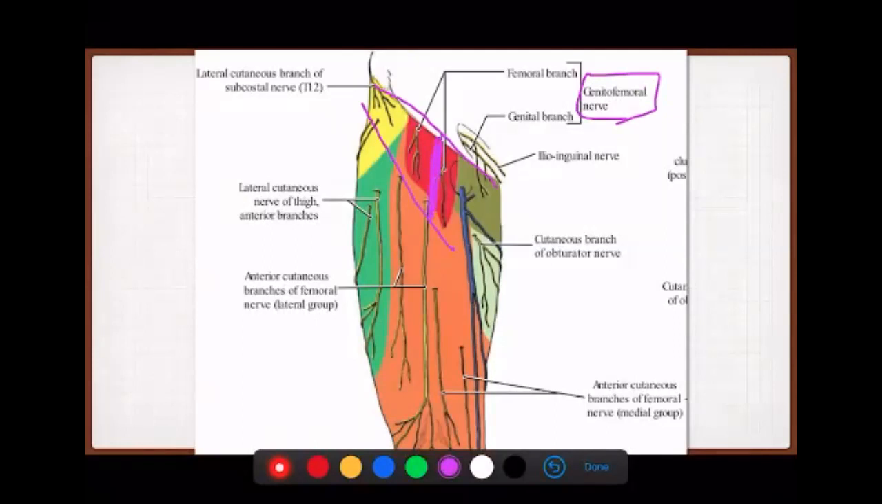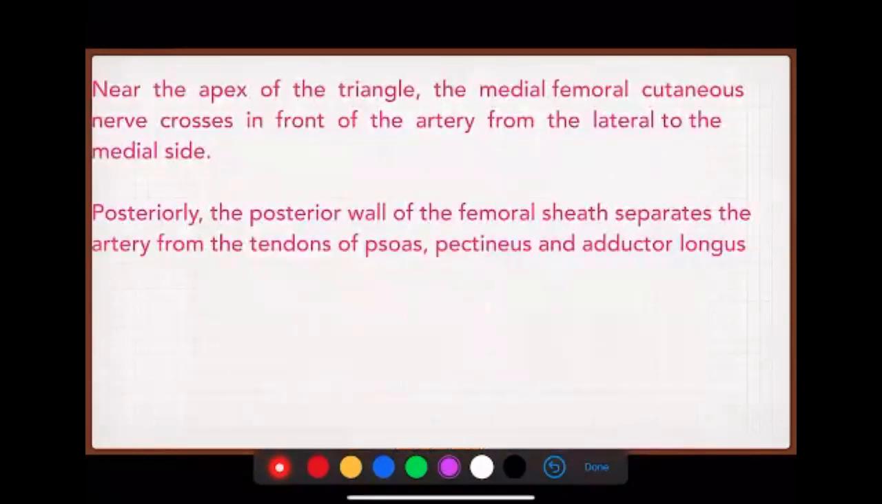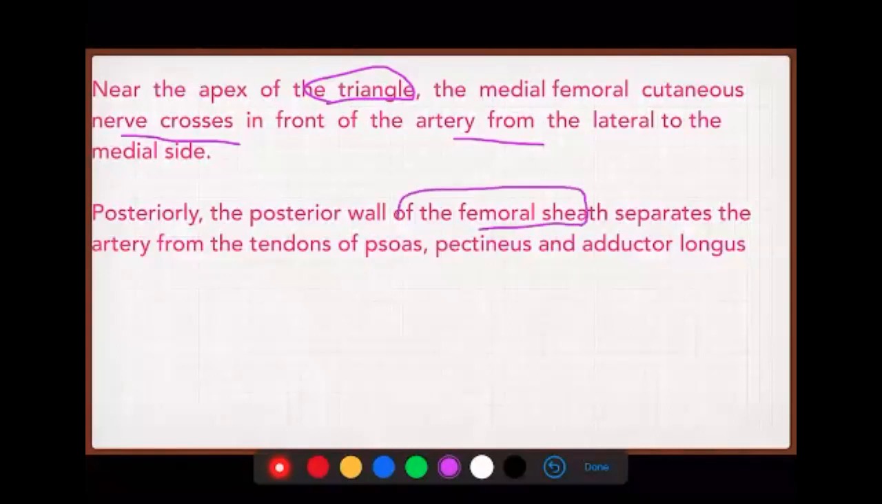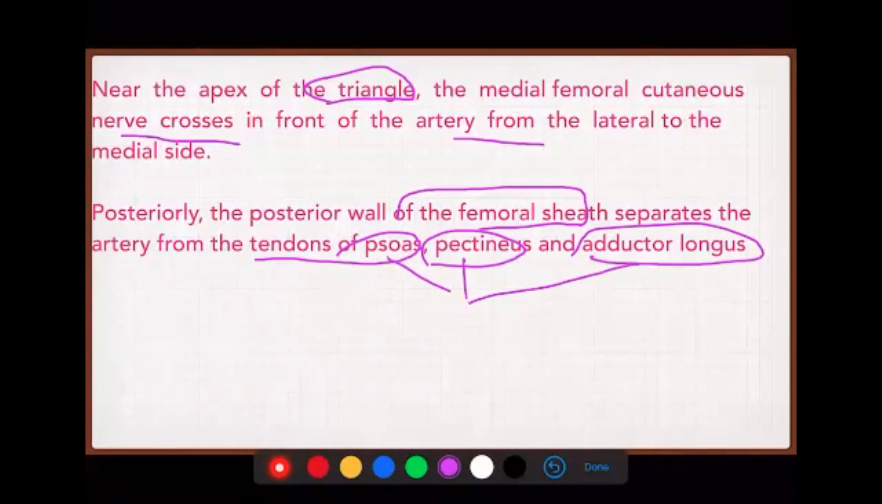If you assume this is the femoral artery, these are the related structures. Near the apex of the femoral triangle, the medial femoral cutaneous nerve crosses in front of the artery from the lateral to the medial side. Posteriorly, the posterior wall of the femoral sheath separates the artery from the tendons of psoas, pectineus, and adductor longus, because all of these form the floor of the femoral triangle.